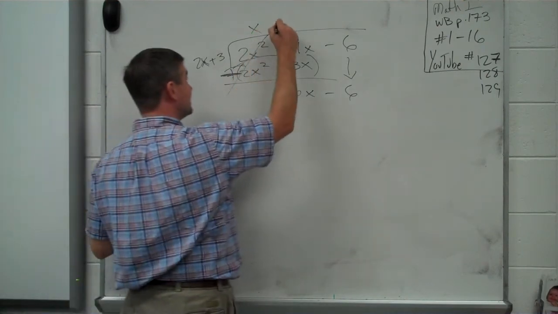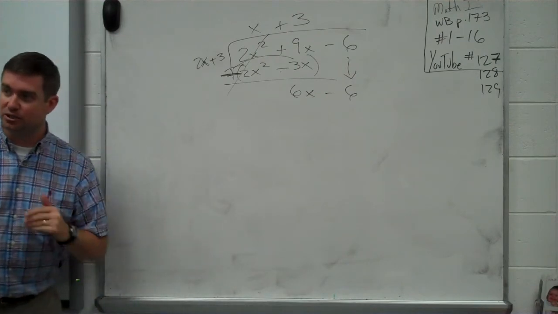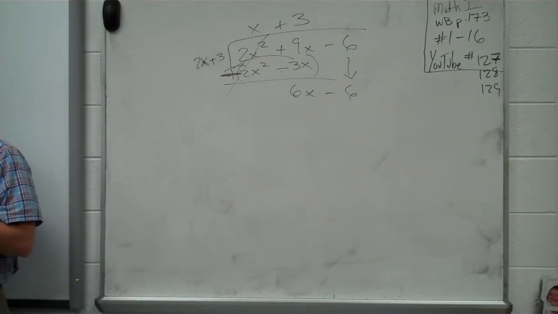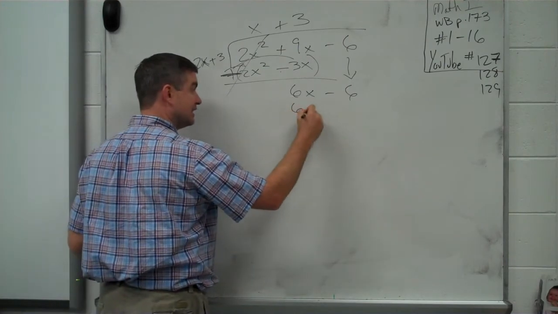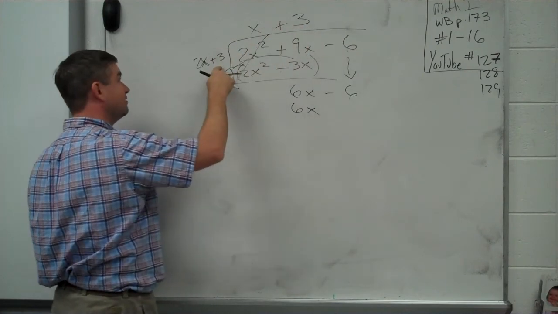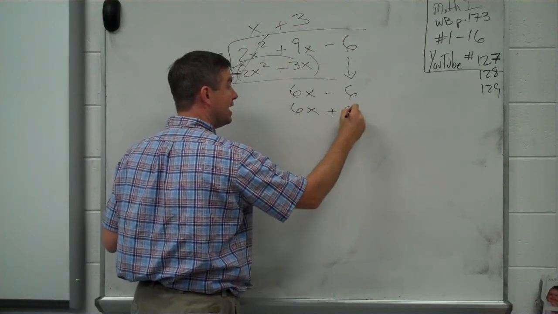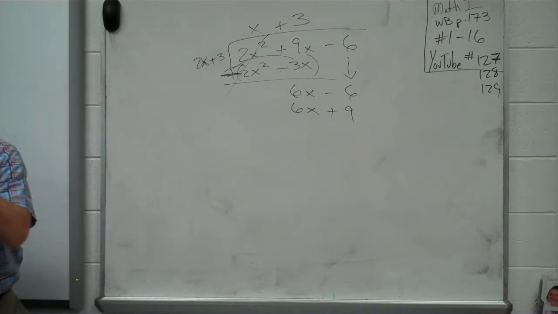Why? Because I want to see a big plus 3 right there. That tells me that you know what's going on. Positive 3 times 2x is what? 6x. Exactly, 6x. Positive 3 times positive 3 is what? Positive 9. But what do I have to do now? Change the signs on 6x and 9.